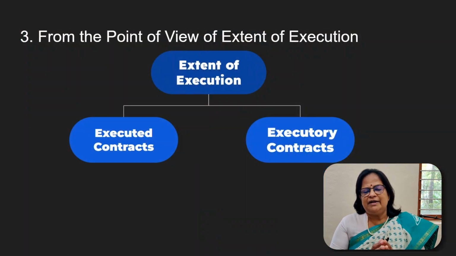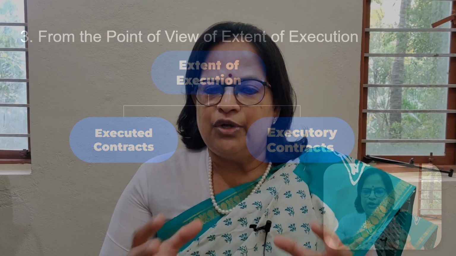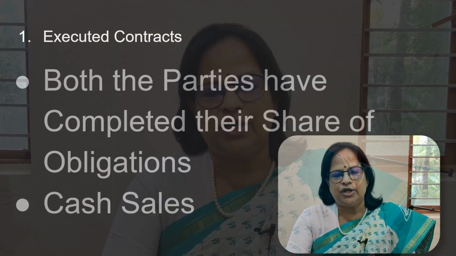Now, we have divided the third point of types of contracts. We are dividing from the point of view of extent of execution. This means how far the contract is completed. From the point of view of extent of execution, we are dividing into two. One is executed contract, second is executory contract.